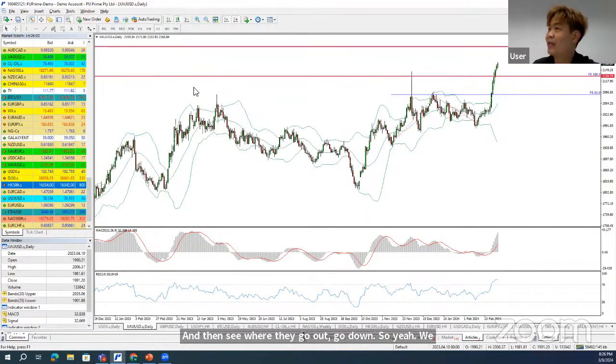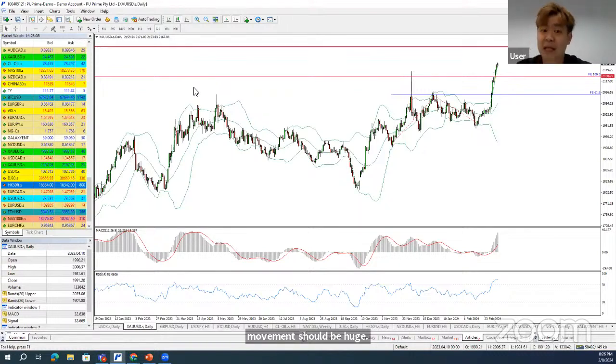And as for now, I think the movement should be huge also, if all of the data are better than expectations or worse than expectations. But if the readings are mixed, for example, NFP is good and the employment rate is bad, they are mixed readings, then the movement should be slow.